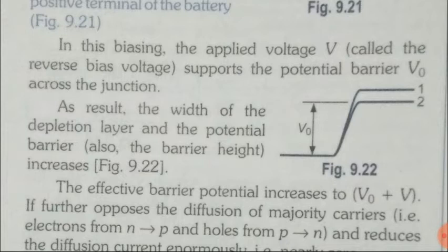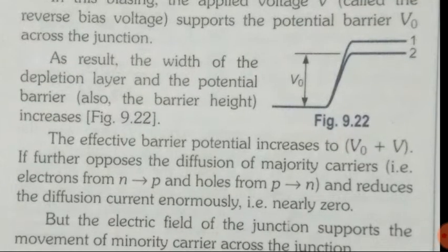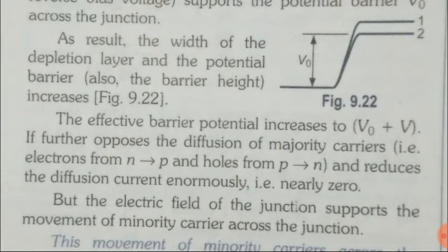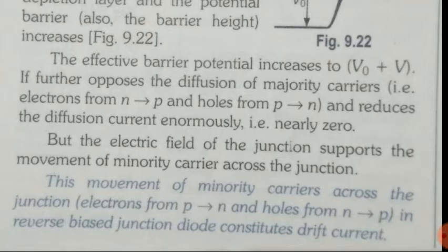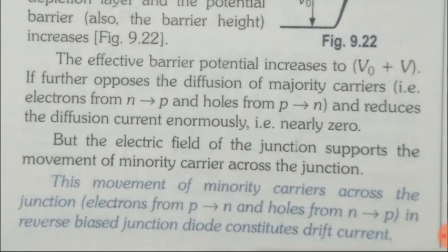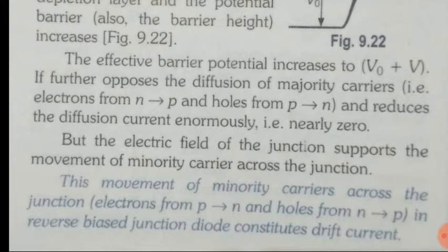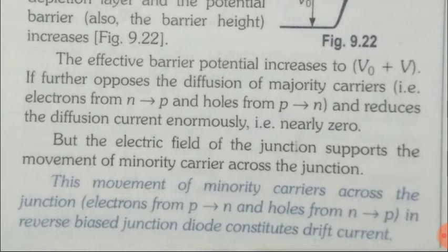So here we can say that whatever voltage we are applying is supporting the potential barrier across the junction, and as a result the width of the depletion layer and the potential barrier also increase, which I have explained. And again you see this blue line: this movement of minority charge carriers across the junction in a reverse biased junction diode constitutes drift current. I have told you that in the p side and n side minority charge carriers are there, and because of that a very feeble current flows in the circuit, and that current is called drift current.